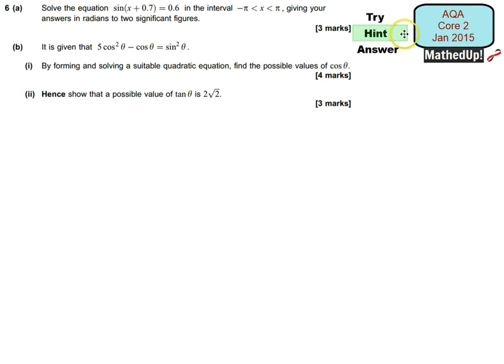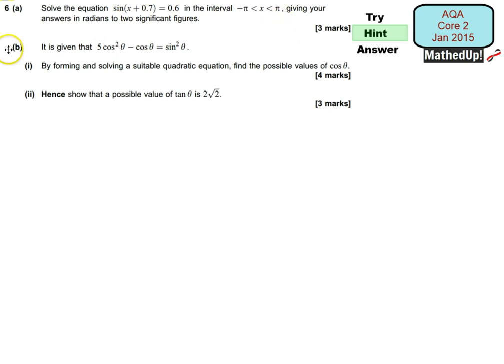The next part of this video, I'm going to give you a hint as to how you can go about answering these questions. So question 6a says solve the equation sine of x plus 0.7 is equal to 0.6 in the interval between negative pi and pi, giving your answers in radians to two significant figures. Okay, so in order to solve this, you want to undo the sine, and then you want to decide how many solutions you're going to have in this interval here, and then you can solve for x.